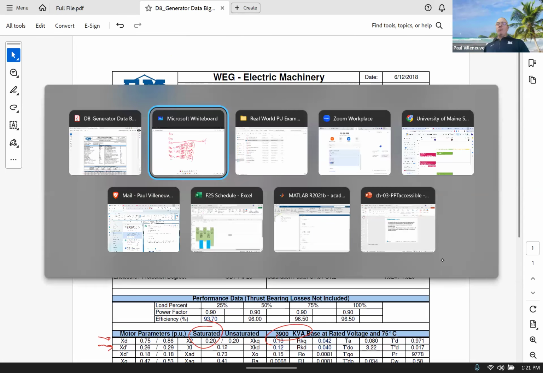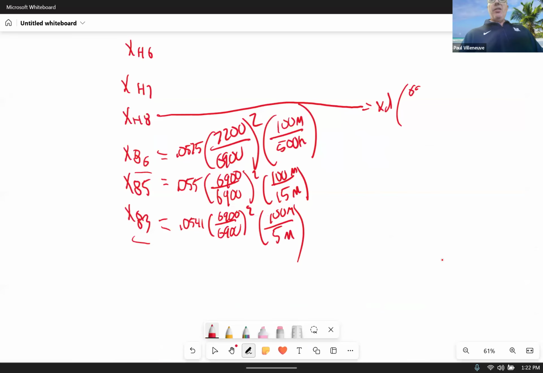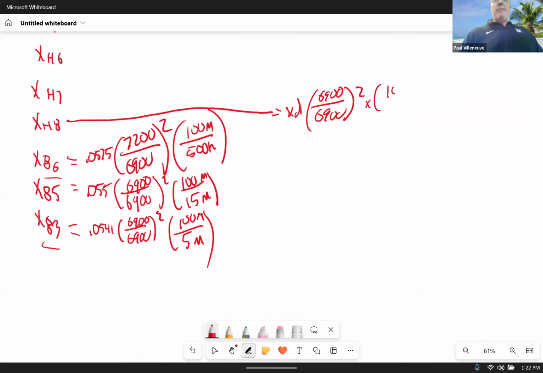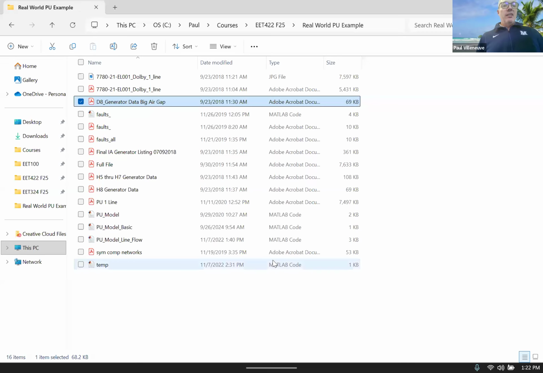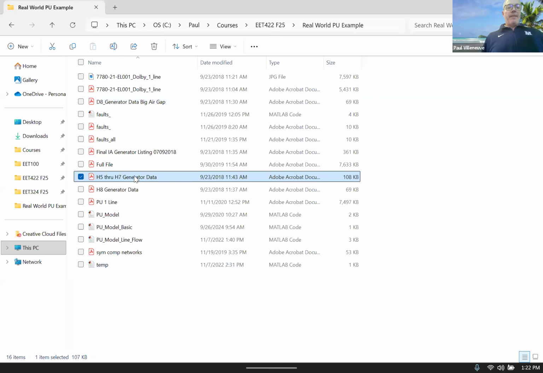So this is in region 1. So 6,900 over 6,900, that quantity squared, and then we multiply it by SB new over SB old. And that's how you convert that impedance. H7, 6, and 5, I think they're all the same if I remember correctly, but let's go to the data sheet. And that's right here.